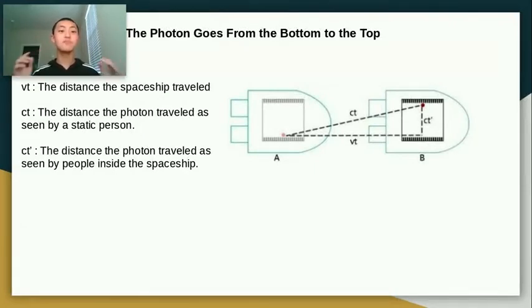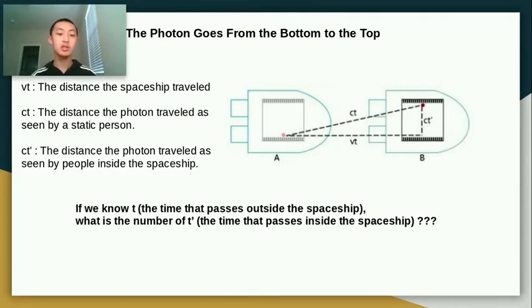As we know, distance equals speed times time, and V times T is the distance the spaceship traveled. C times T is the distance the photon traveled as seen by a static person, for it travels like a slope line. And C times T prime is the distance the photon traveled as seen by people inside the spaceship, for the people inside the spaceship will just see the photon go directly up and down.